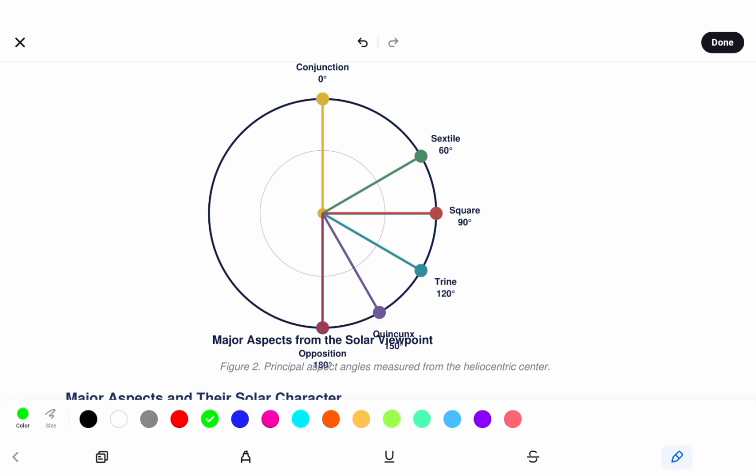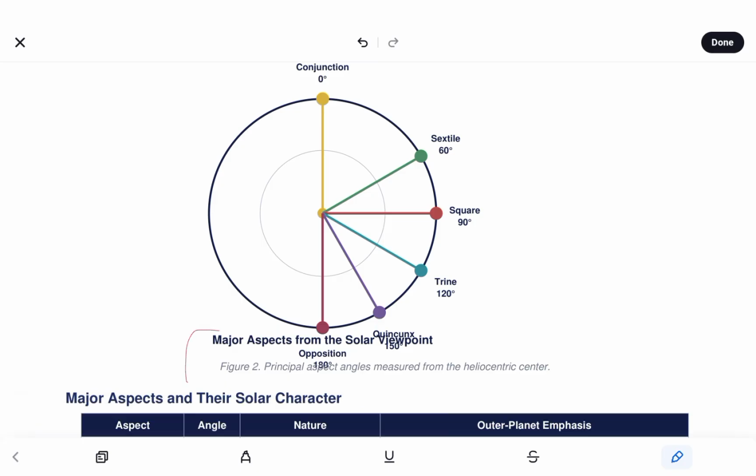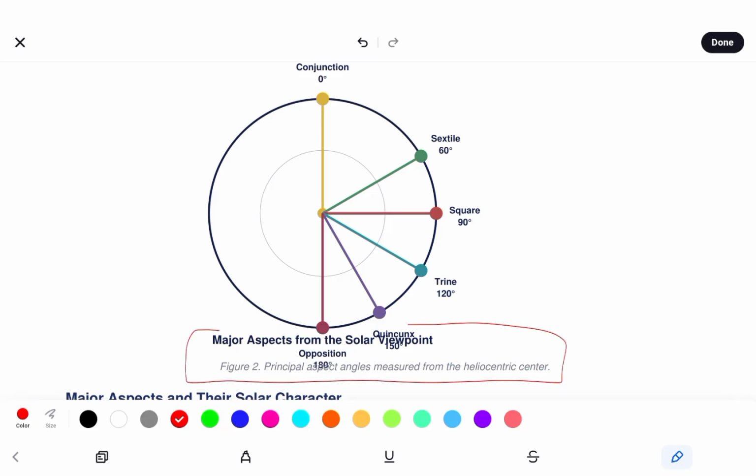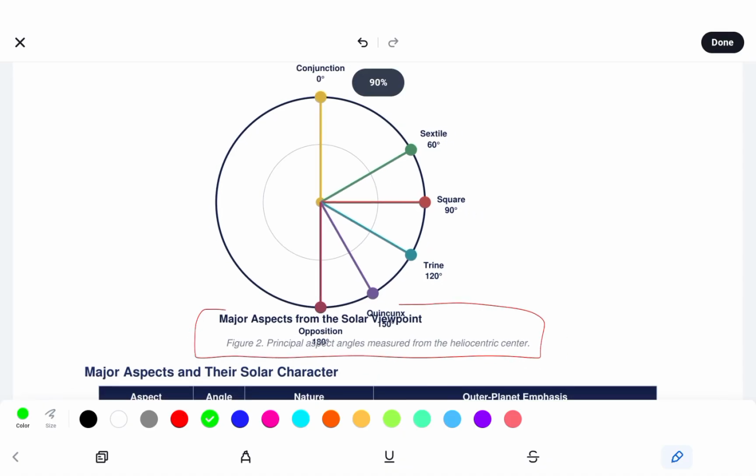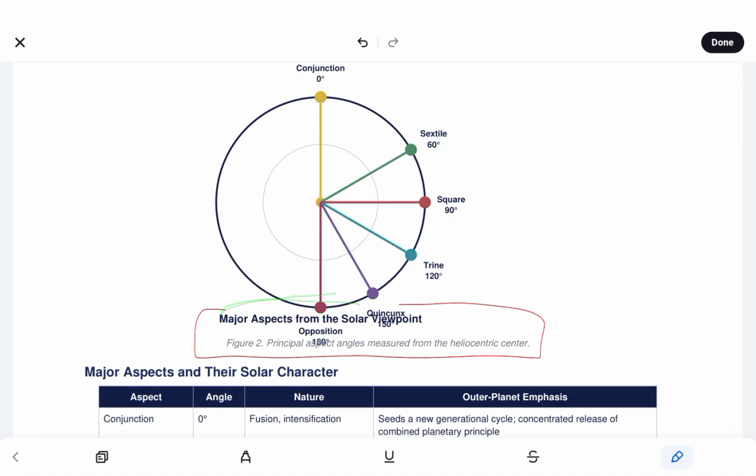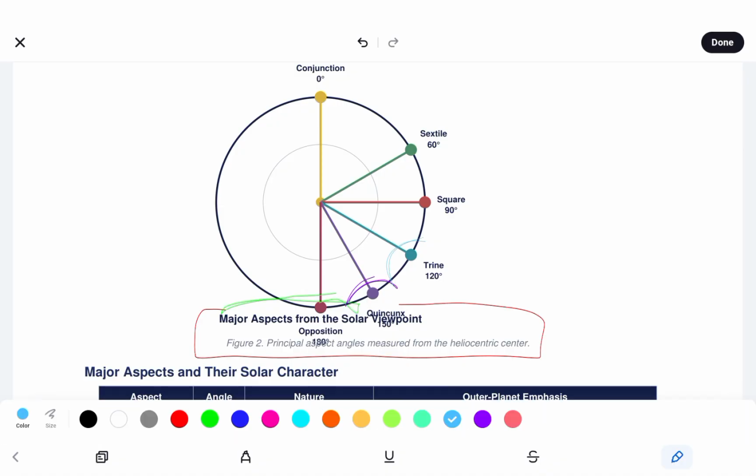So we see major aspects from the solar viewpoint, and we have principal aspect angles measured from the heliocentric center. Opposition, 180 degrees, is right smack dab at the bottom. The quincunx is 150 degrees, the trine 120 degrees, square 90 degrees, sextile 60 degrees, and a conjunction 0 degrees at the very top.